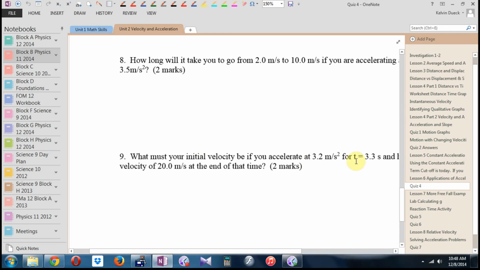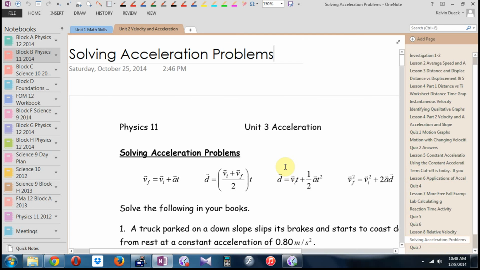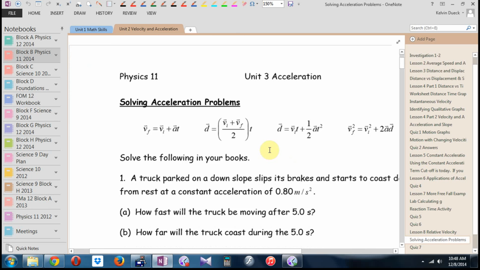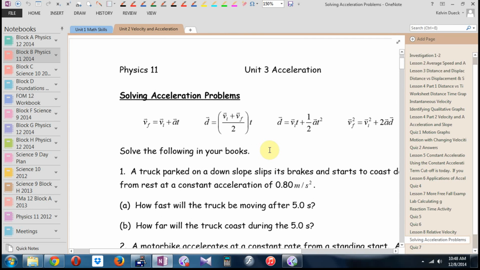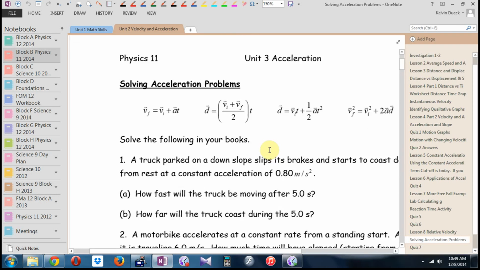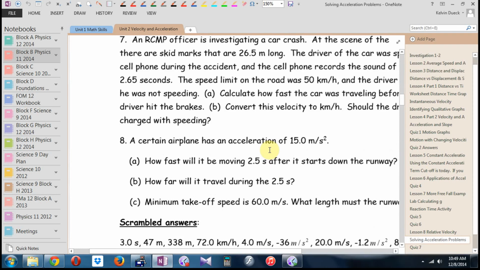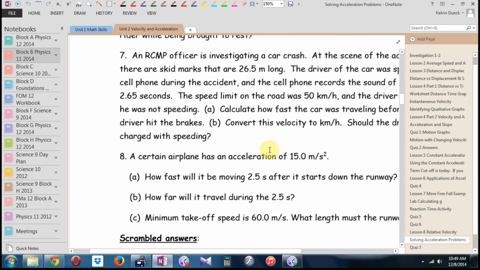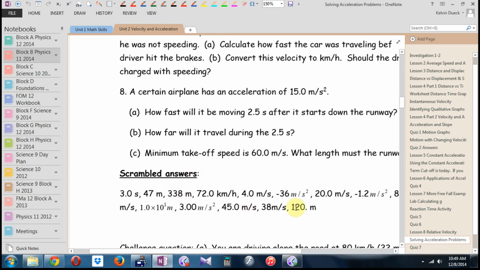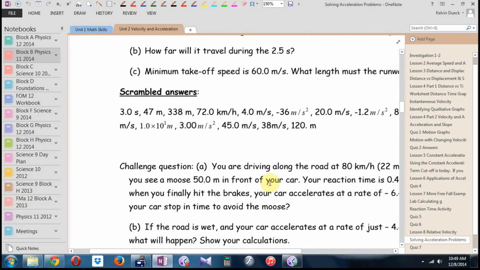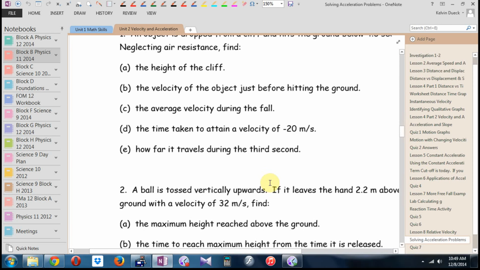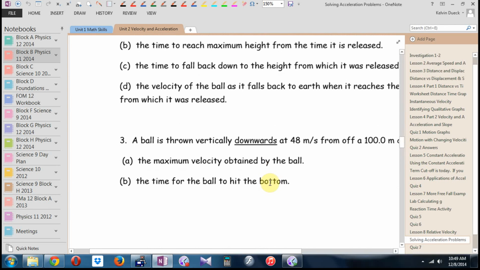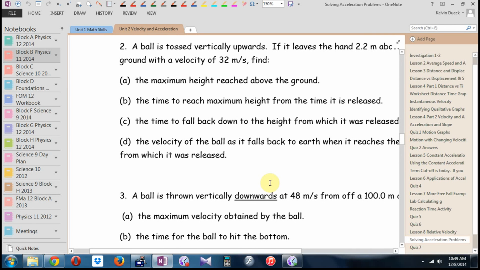Then I've given you this sheet here called Solving Acceleration Problems. This has some easies, some nasties. You'll probably have to do, in fact, you do have to do these on a separate piece of paper. I didn't leave you enough room. This is also going to be due after Christmas, but you can work on these. So the first 8 questions, here's your scrambled answers here. A little challenge question for you to answer. And then on the back, it's all about free fall. Lots of free fall questions. Some of these are going to be tricky. Some of these are difficult to do.